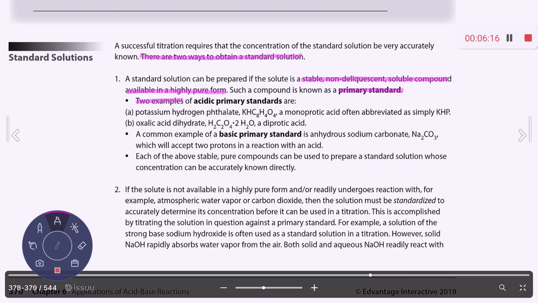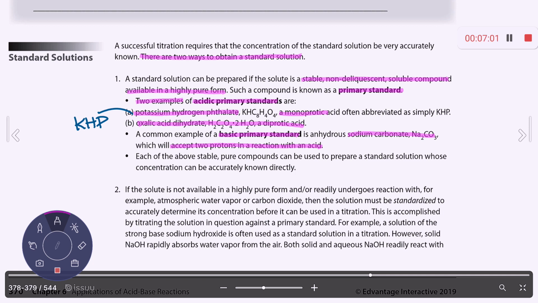There are 2 examples of acidic primary standards. Potassium hydrogen phthalate, typically abbreviated as KHP. This is a monoprotic acid, and then oxalic acid dihydrate would be the other one. That's a diprotic acid. If you're looking at a basic primary standard, you're looking at sodium carbonate without water attached. This will accept 2 protons when it reacts with an acid, and then I believe that is it. We're going to be using, I believe, KHP in a lab that we have yet to do, okay?